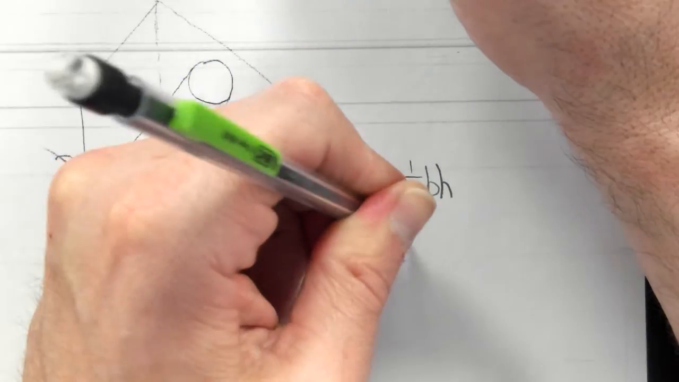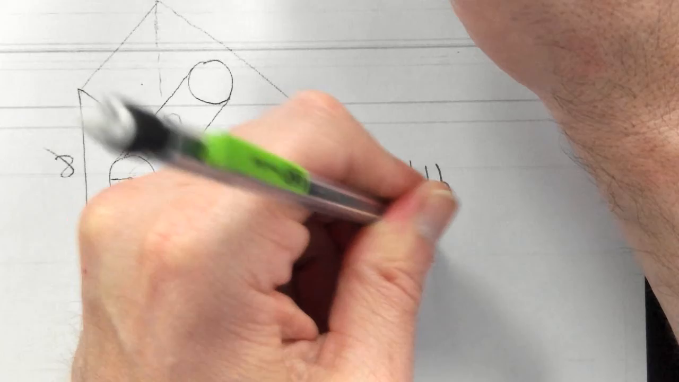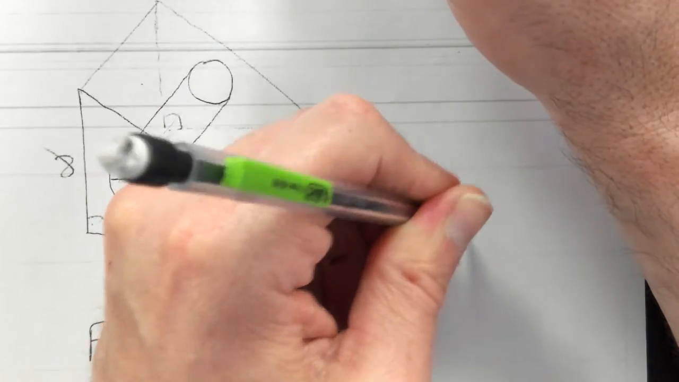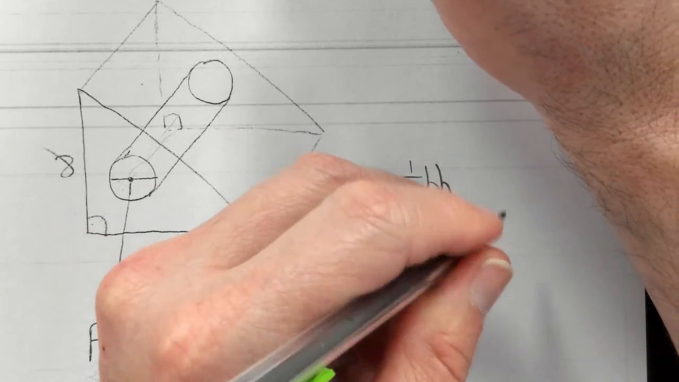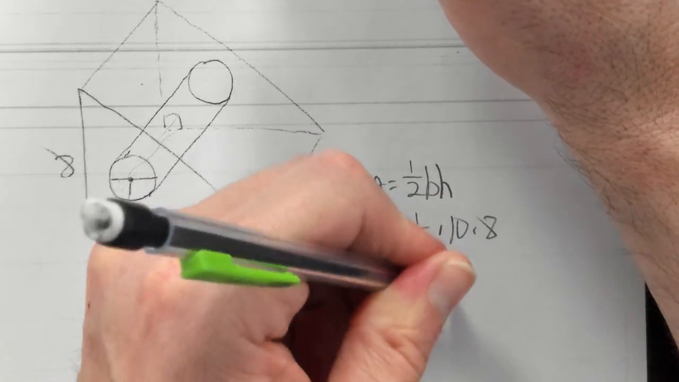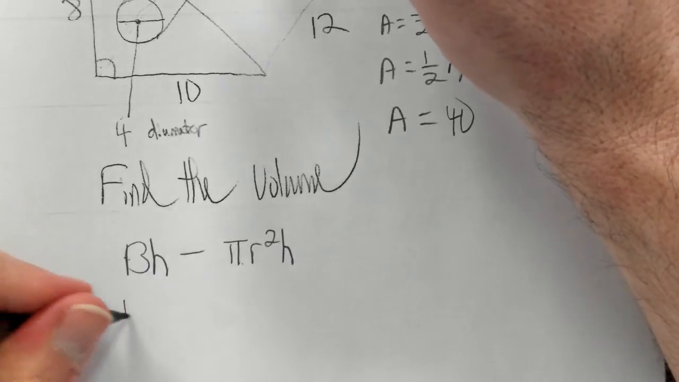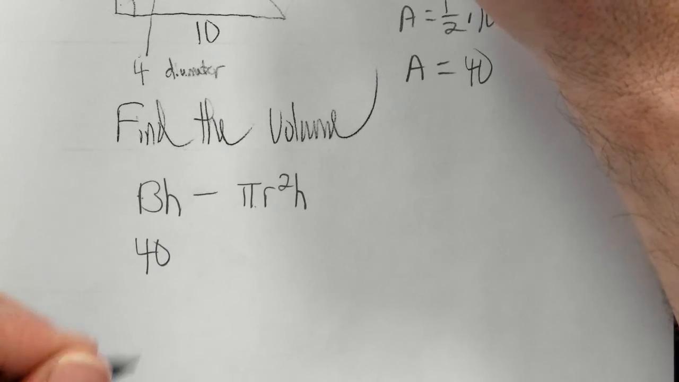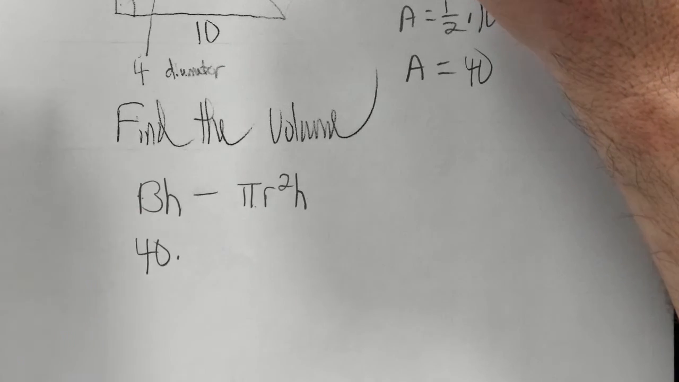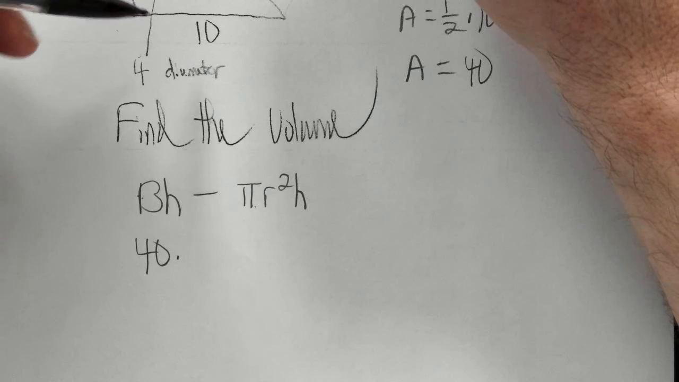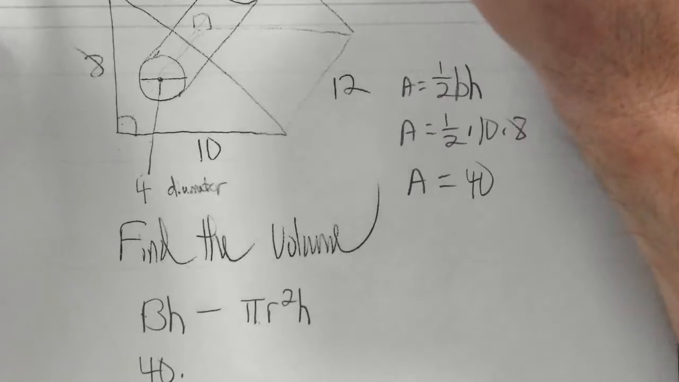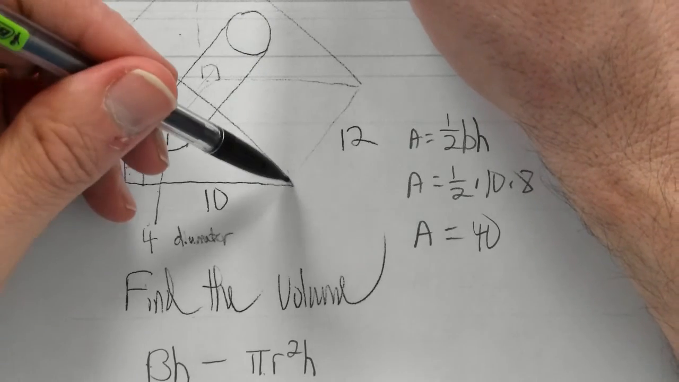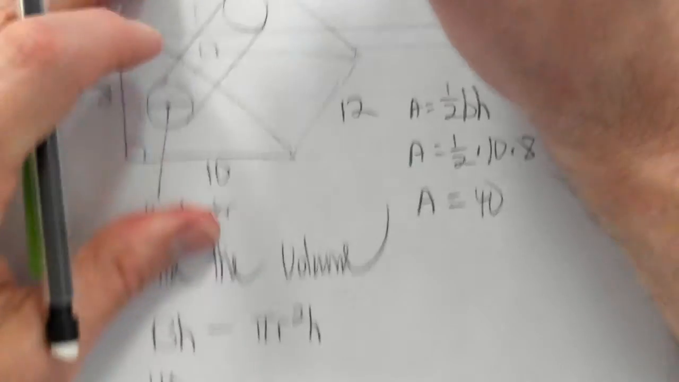And so we'll calculate that as 1/2. The base of the triangle is 10. The height of the triangle is 8. 10 times 8 is 80. Half of that is 40. And so what that means is the area of the base is 40. And then that's the value to go in for the capital B. Now, what's the height of the prism? Remember, height of the prism is from base to base, not necessarily from top to bottom. So from base to base, we have this length, which is 12.